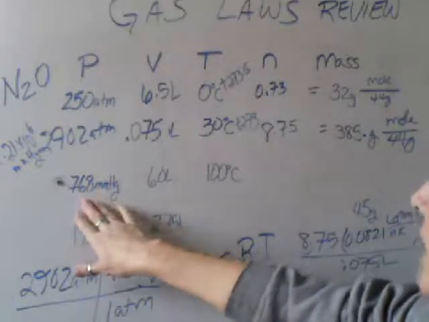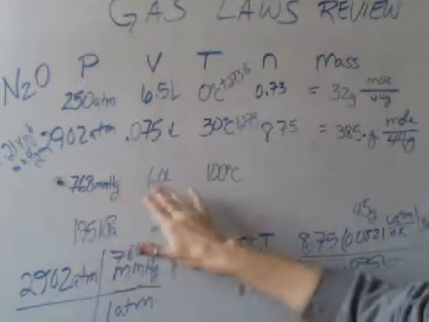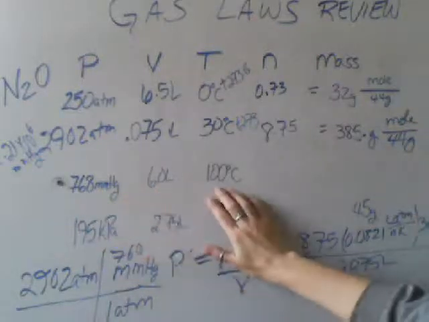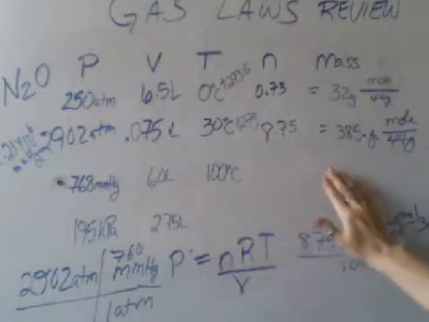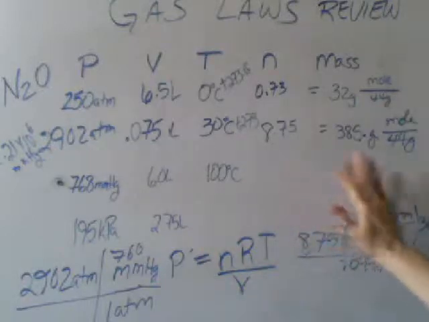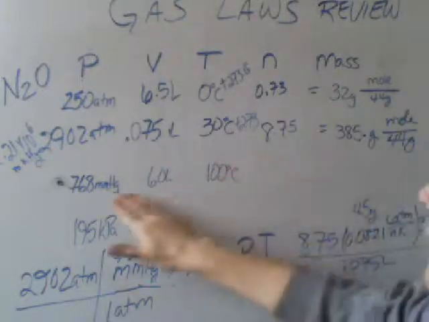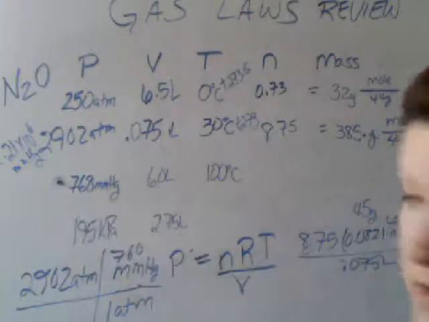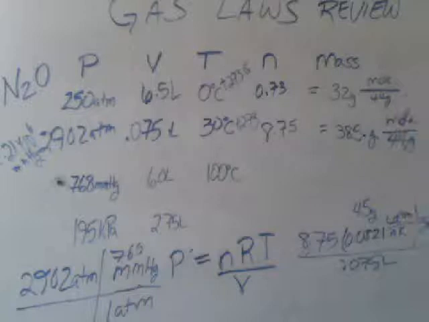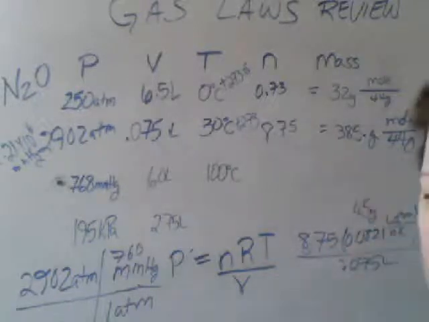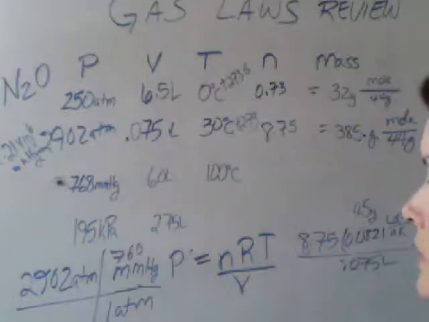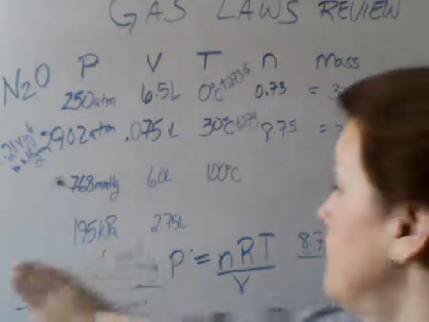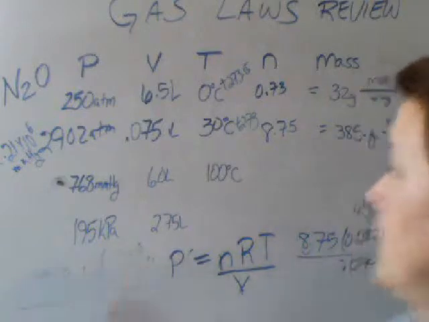Okay, so once again, we're going to change our conditions for our gas of nitrous oxide, and we're changing to millimeters of mercury. We have 6 liters, we have 100 degrees C, and we have no moles or mass. So we have to convert our millimeters of mercury to atmospheres because of our R. We're always going to use the R that has atmospheres in it, so we're always going to change our units to atmospheres.